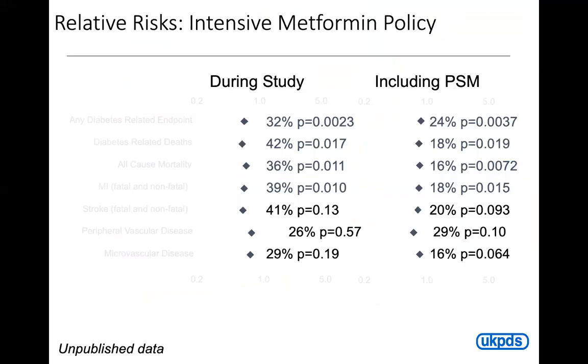So if you look at metformin and why that is the number one drug for most patients, despite being an older drug, you can see that in the major study called the United Kingdom Prospective Diabetes Study, metformin resulted in lowering of most of the diabetes related endpoints, including death rate by 36%, myocardial infarction by 39%, stroke by 41%, microvascular disease by 29%, and any diabetes related endpoint by 32% during the study period of 10 to 15 years.